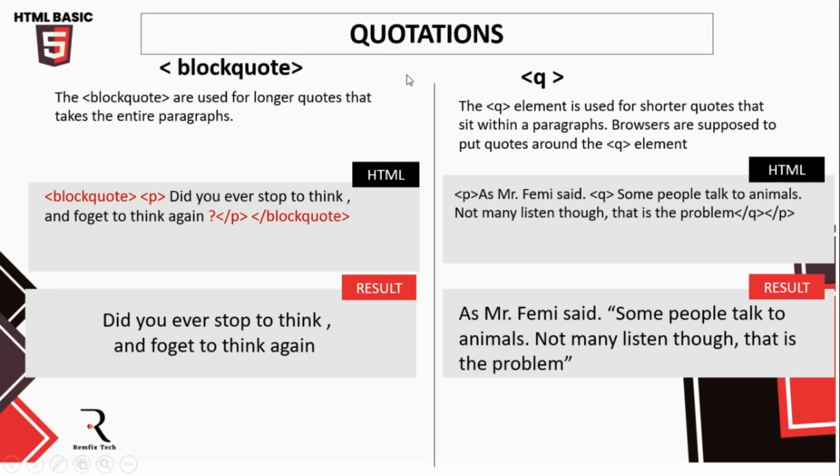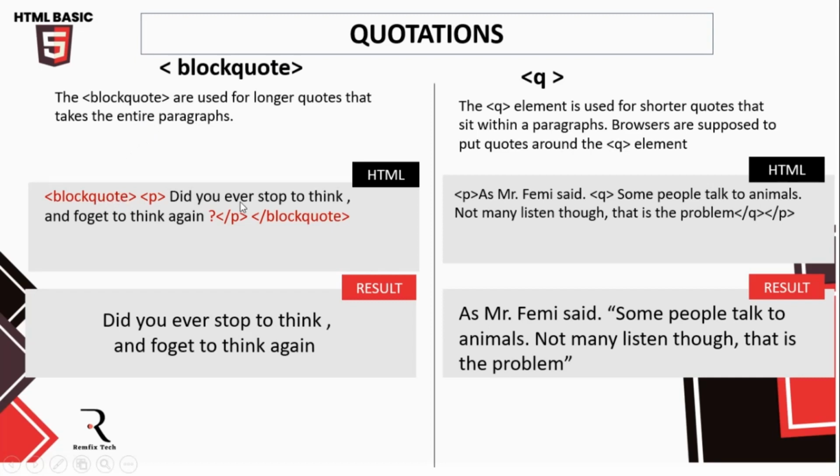So we have quotations, and we have two types of quotations. We have the blockquote and the quote. The blockquote tag is the same word as block quote. Block quotes are used for longer quotes that take up the entire paragraph. So you observe that I have the block quote here, and it's also a block level element.